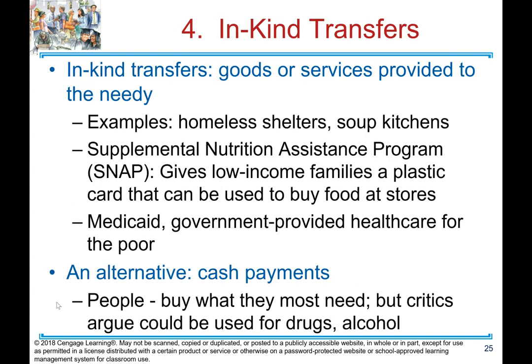Number four, in-kind transfers. In-kind transfers are goods or services provided to the needy. Examples include homeless shelters, soup kitchens, and the Supplemental Nutrition Assistance Program, SNAP, which gives low-income families a plastic card that can be used to buy food at stores. Medicaid is government-provided health care for the poor. An alternative is cash payment. People buy what they most need, but critics argue it could be used for drugs or alcohol.